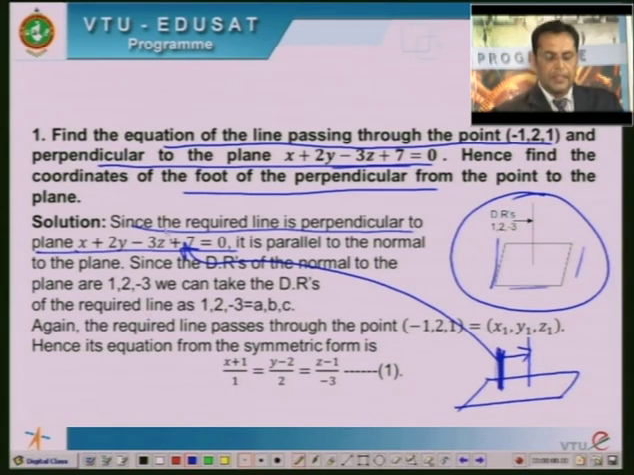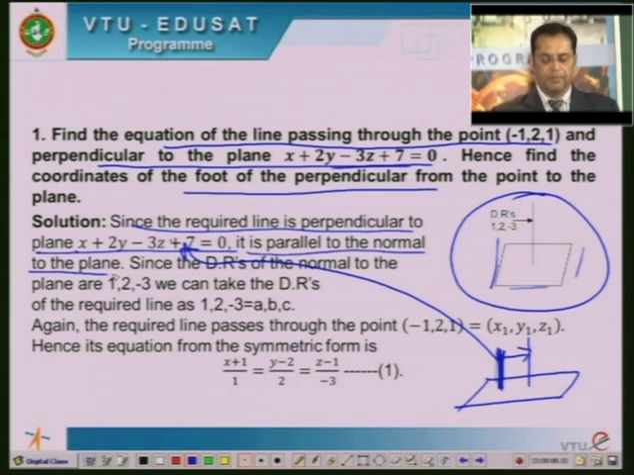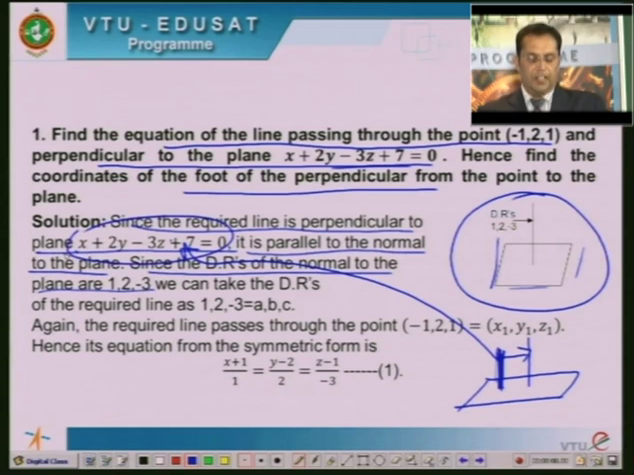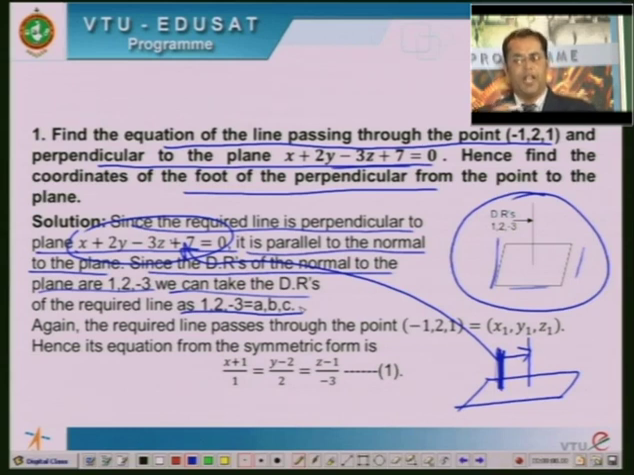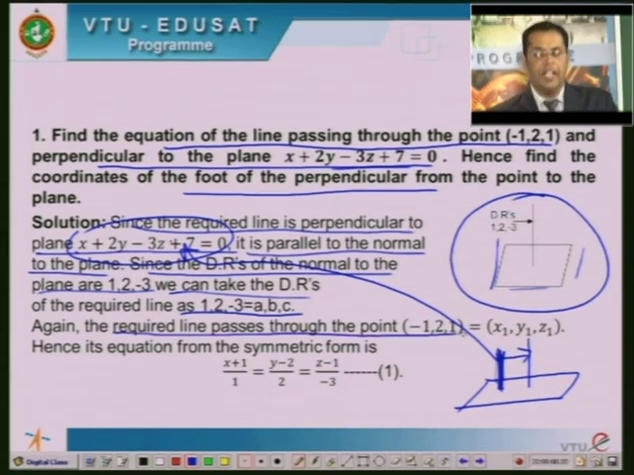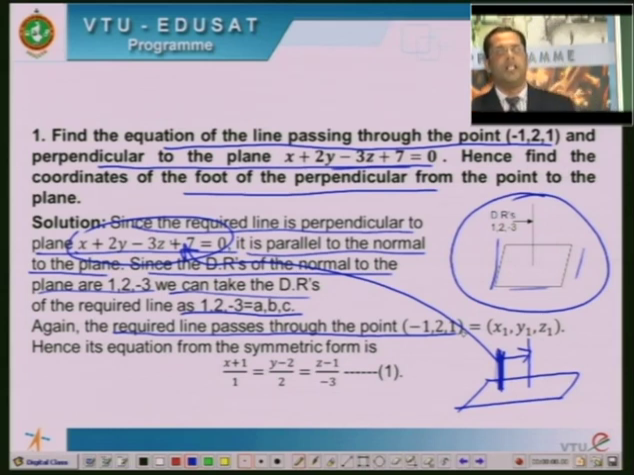So, since the required line is perpendicular to the plane, it is parallel to the normal to the plane. And since direction ratios of the normal to the plane are, as I said, coefficients of x, y, z in this equation, which are 1, 2, minus 3, we can take the direction ratios of the required line also as the same 1, 2, minus 3, because two parallel lines have proportional ratios. So, this is your a, b, c. Further, the required line passes through the point (minus 1, 2, 1), which is your (x1, y1, z1).